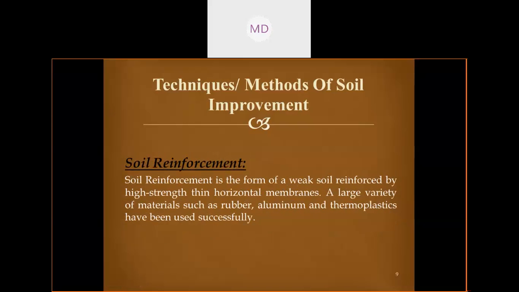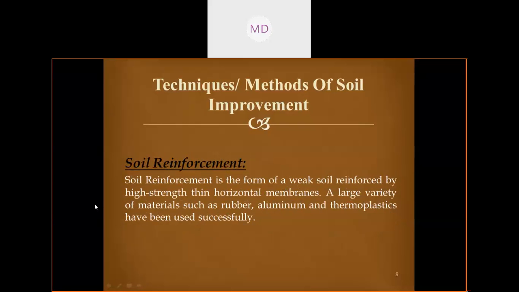Next is soil reinforcement. Soil reinforcement is the form of a weak soil reinforced by high strength, thin horizontal membranes. A large variety of materials such as rubber, aluminium, and thermoplastics have been used successfully. So, I told you here the membranes are high strength. Remember this word, okay? High strength.